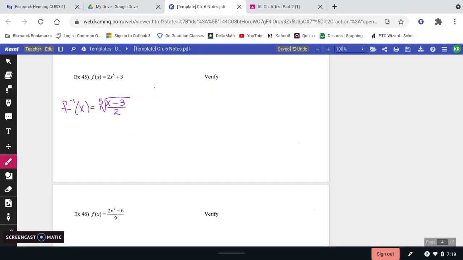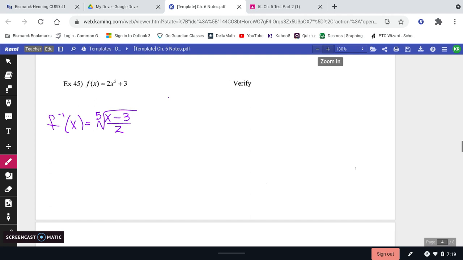All right, we're going to be talking about inverses again today, and I'm also going to go through verifying with you. So yesterday on example 45, we found the inverse. So f inverse of x equals the fifth root of x minus 3 divided by 2.